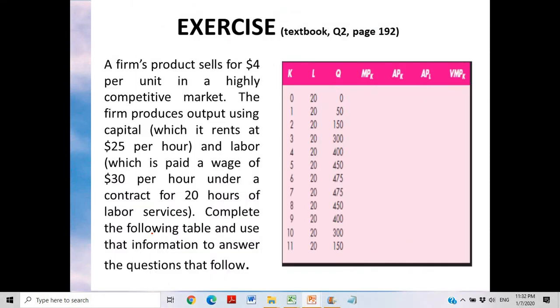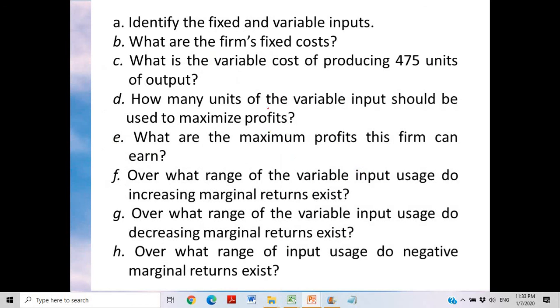Okay, so this is the exercise, in which you are given the selling price, and then you have capital with rental at 25 per hour, labor at $30 per hour, under a contract of 20 hours. So these are the things that you have to be able to do. You have to be able to fill up the table with the given information. All right, and based on this table, you have to answer these questions.